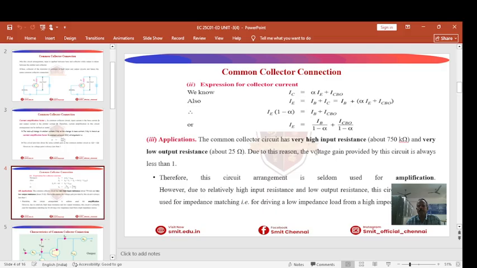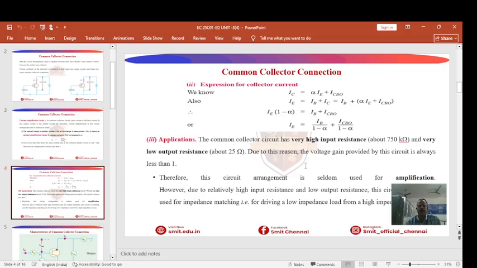The common collector mode is very popular because it has a very high input resistance and very low output resistance. Due to this, the voltage gain provided by the circuit is always less than 1. This type of configuration is particularly used for impedance matching, or we can also say isolation purpose, so that it will avoid the loading effect.